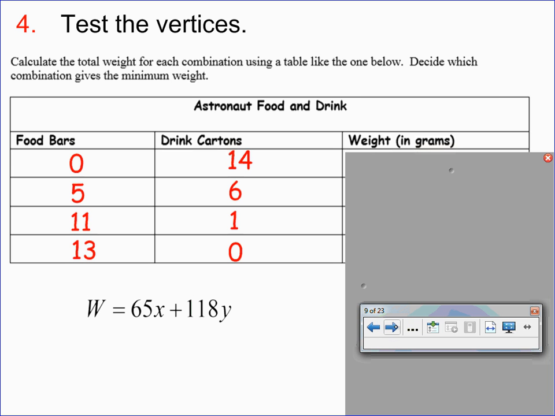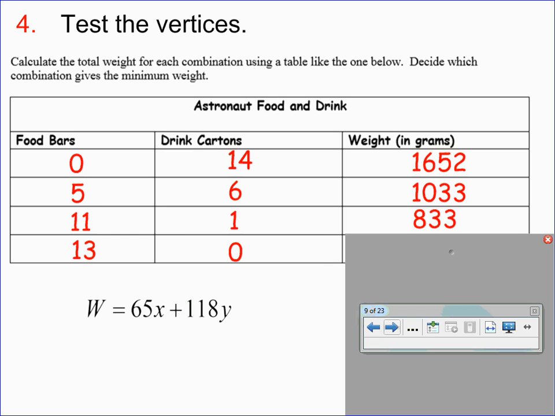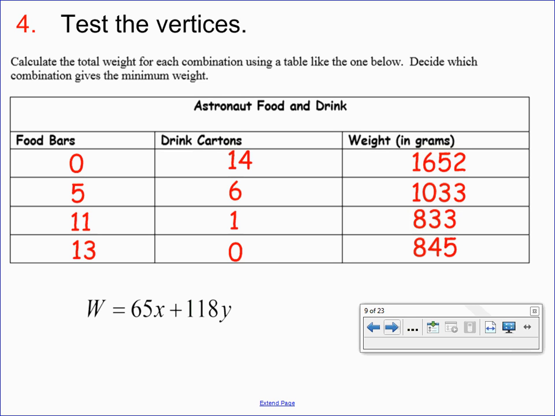In any case, testing those combinations into our objective function W weight produced weight values of 1652, 1033, 833, and 845. It looks like a winner chicken dinner was the 11 food bars and 1 drink carton combination, which produced the minimum weight of 833 grams. So that was the big winner. Although your astronaut might be a tad thirsty, right? Just kind of dry mouth. A lot of food bars and not many drink cartons, but that did minimize weight, and that was our objective.